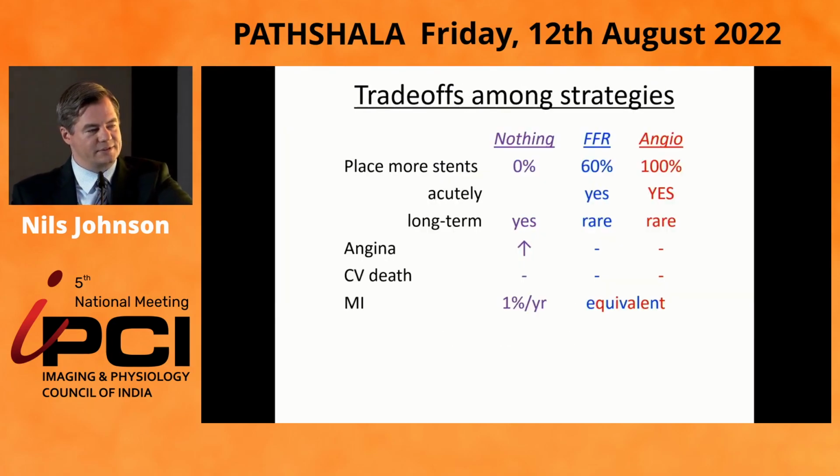And so this is the final slide, just emphasizing that there are these different strategies that we can use. We can stent them all, we can do FFR, which will probably have the same clinical outcomes but reduce stent use, or we could do nothing, in which case there's a slightly higher rate of angina and subsequent MI.